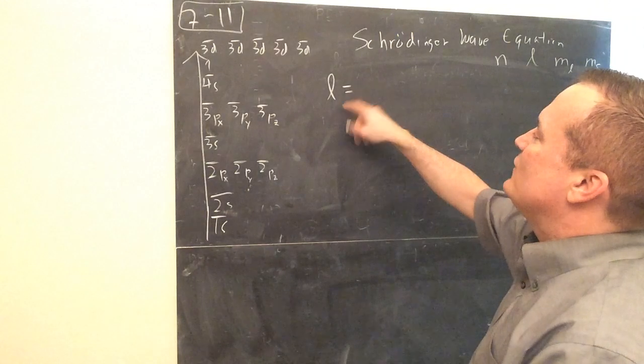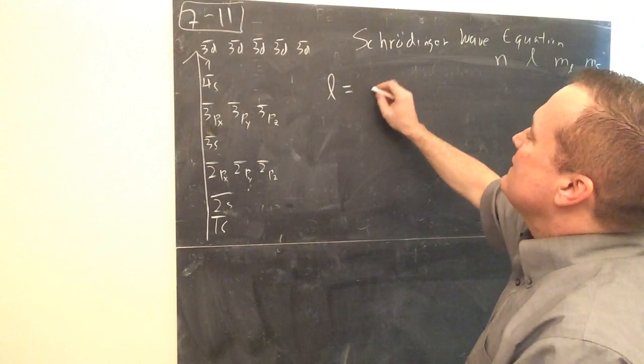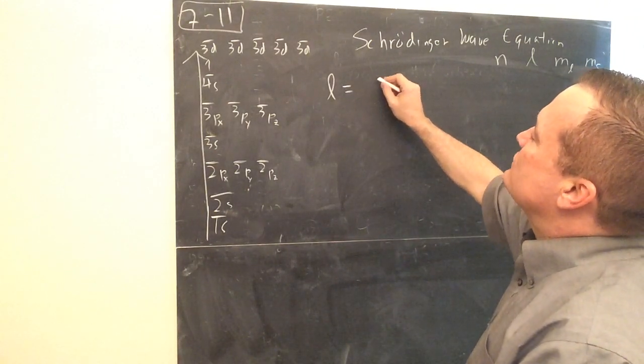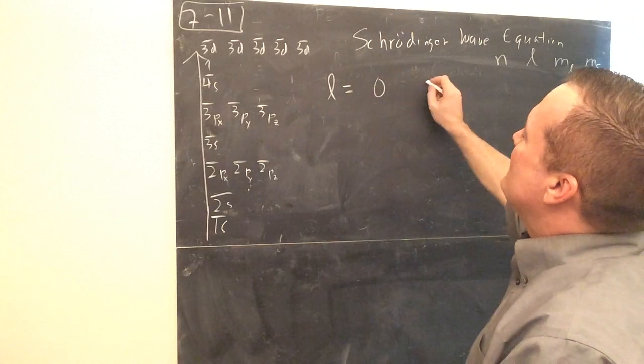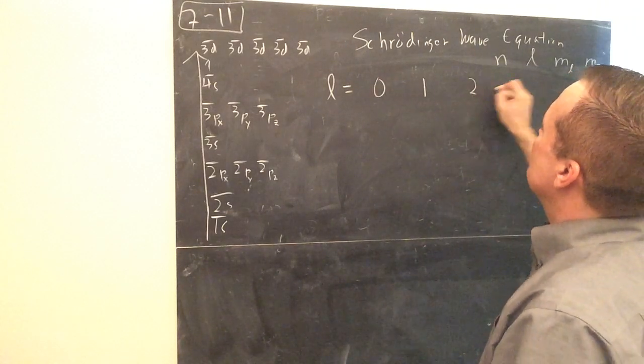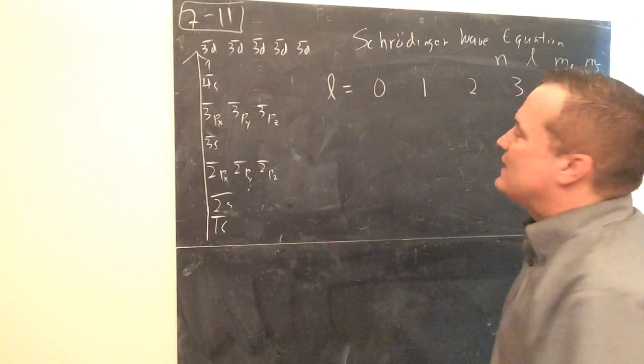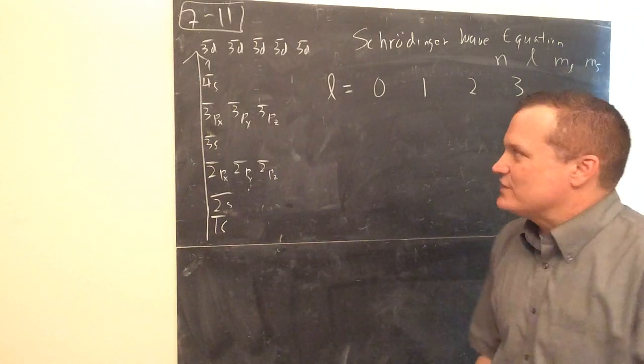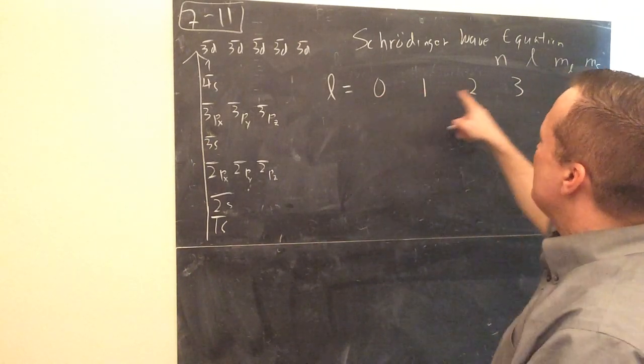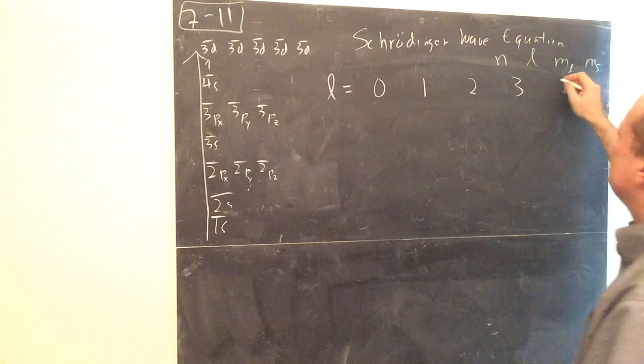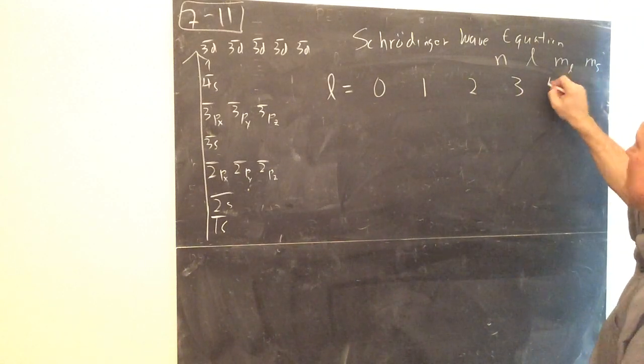Now, here's what l tells you. l is equal to 0, 1, 2, or 3, and it can be any whole number. But I'll just show you how this works. 0, 1, 2, 3, and then there will be a 4, and it will keep on going on and on. I'll put a 4 there to show you.